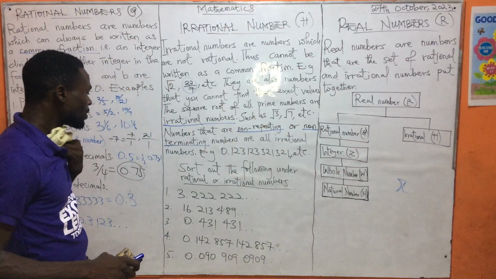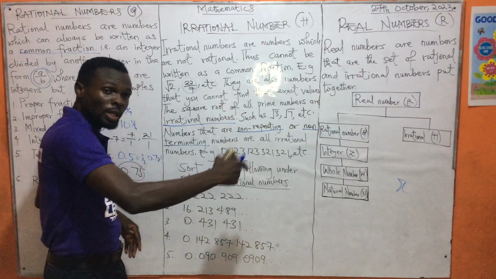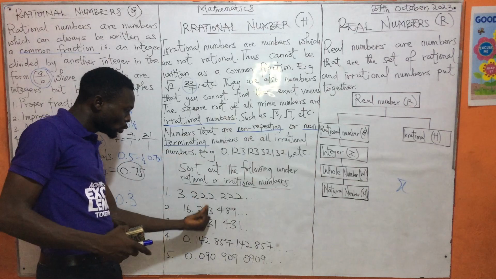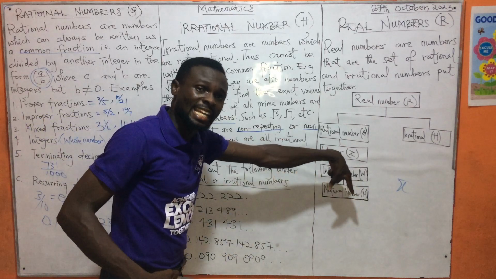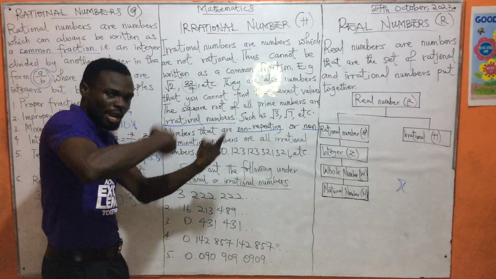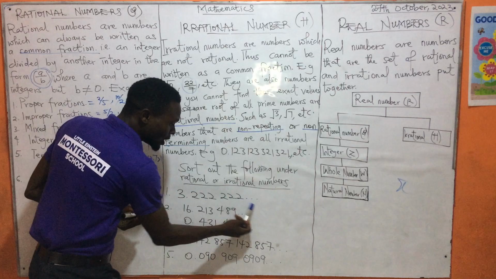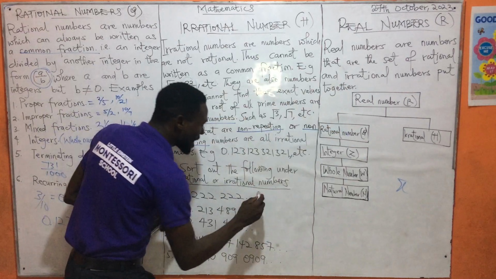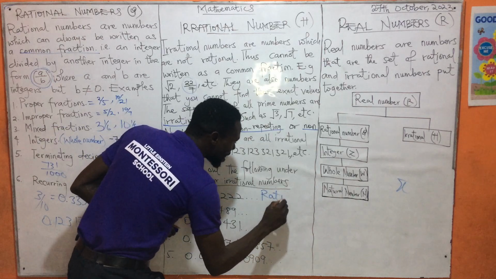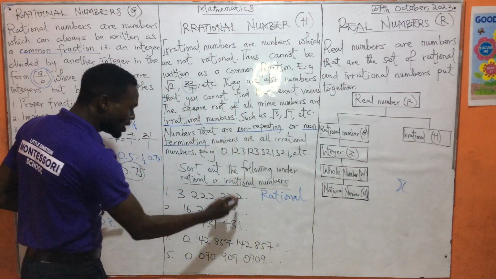You have 3.2222222. Looking at it, we can easily predict the next number. You can see that it is recurring. So because it is a recurring decimal, with this we can say this is a rational number. Good. Now let's come to this one.